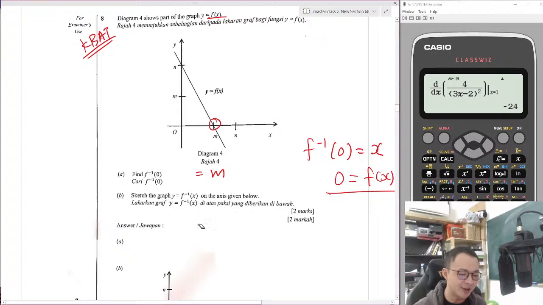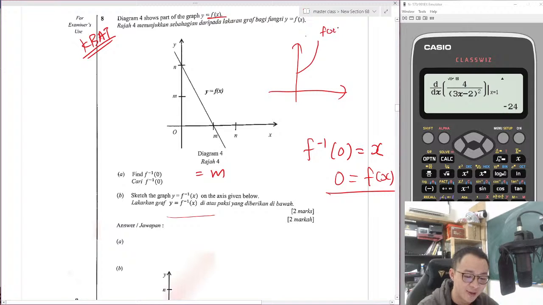Alright, the second part asks you to sketch a graph for f inverse. For this one you need to understand some basic concepts. If I have a graph like this, I just randomly draw my f(x) like this. If I want to draw the f inverse, it will always reflect at the line y equals x. It will always reflect at this line here, y equals x.